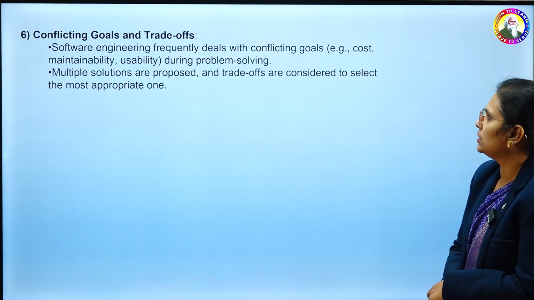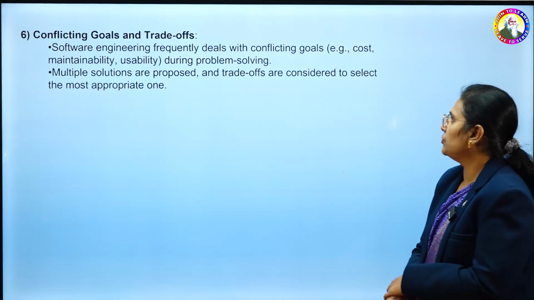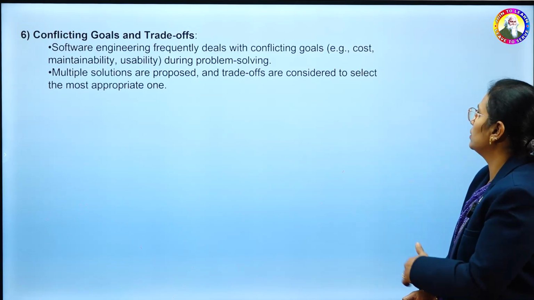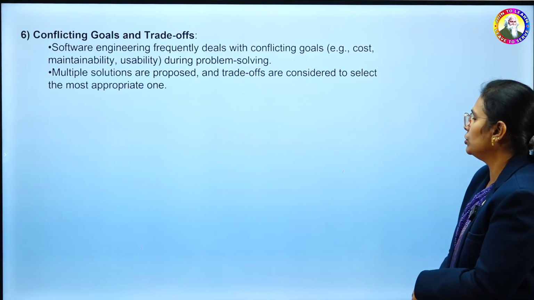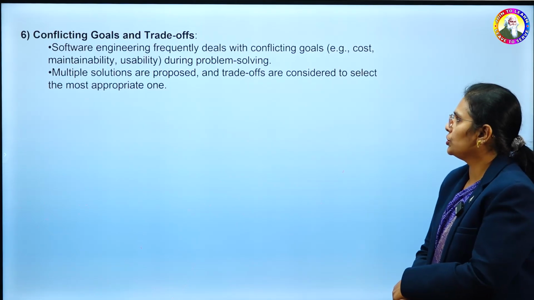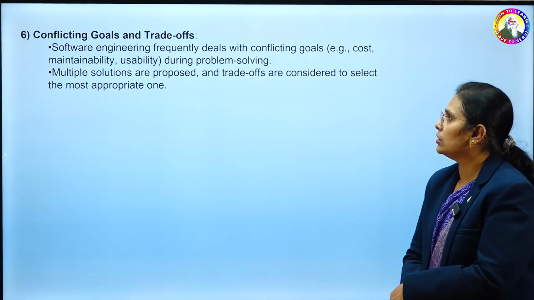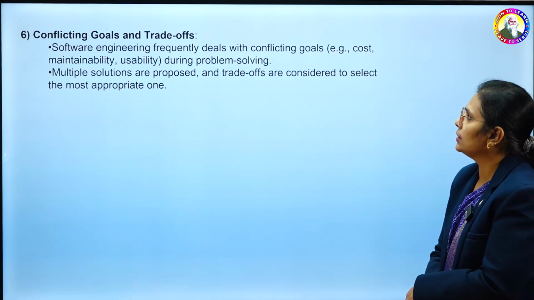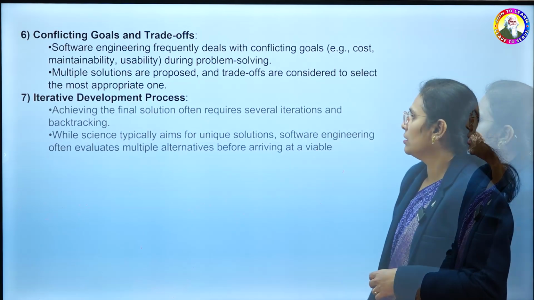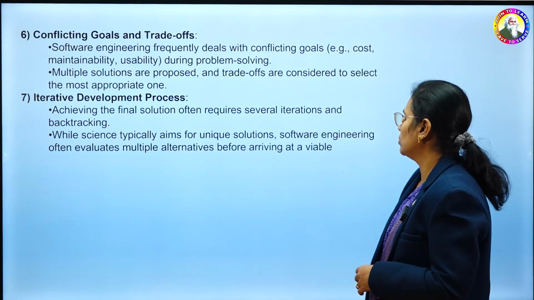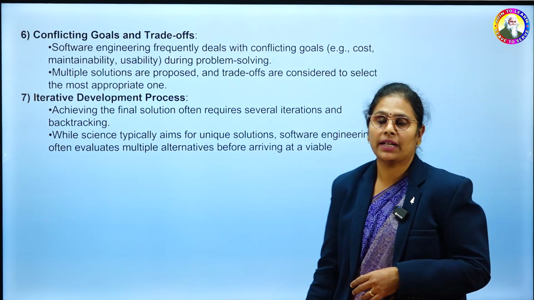Then conflicts, goals and trade-off. Software engineers frequently deal with conflicting goals like cost, maintainability, and usability during problem solving. Multiple solutions are proposed and considered to select the most appropriate. Already we have discussed this point: there are conflicts, goals and trade-off. Achieving the final solution often requires several iterations and backtracking.